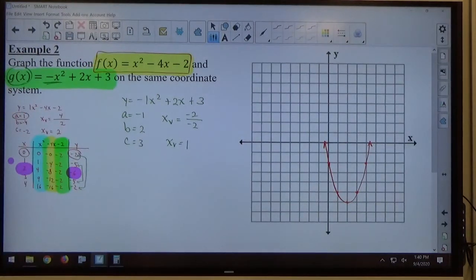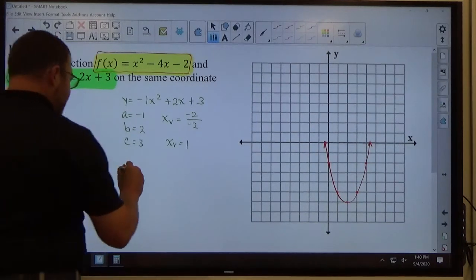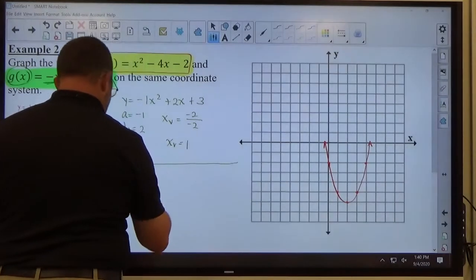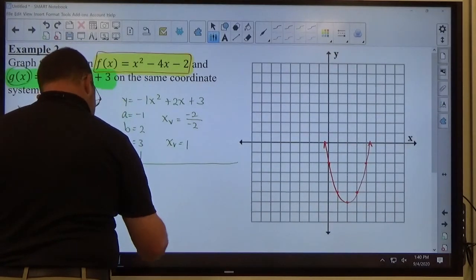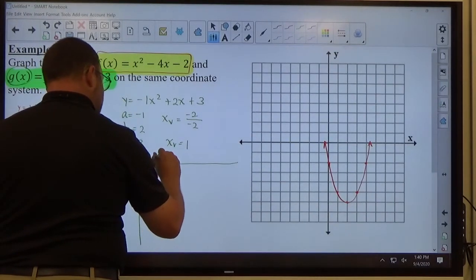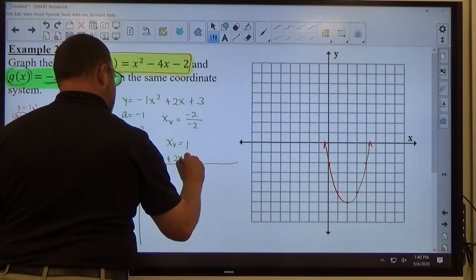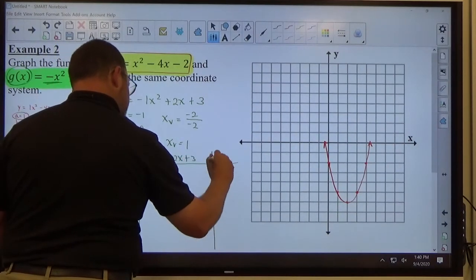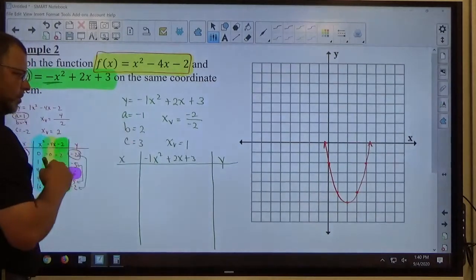So again, that's a real simple formula to use to figure out what the x-coordinate you have to use is. I'm going to make my extended chart, and this time I'm going to put the 1 on my equation. I'm going to show you why in a minute. But I've got negative 1x squared plus 2x plus 3, and I'm going to have y over here. So there's my extended xy chart.